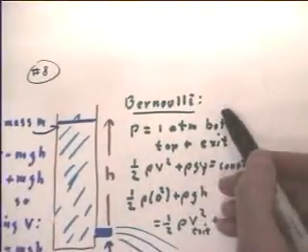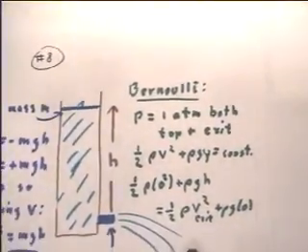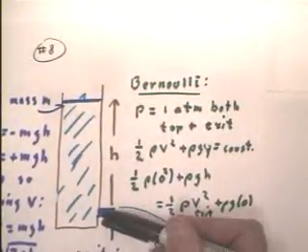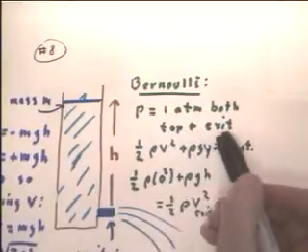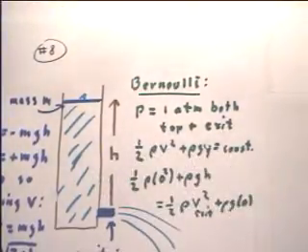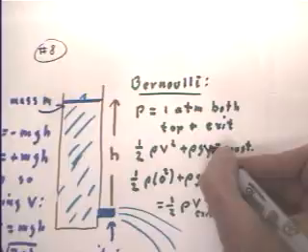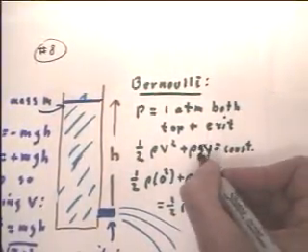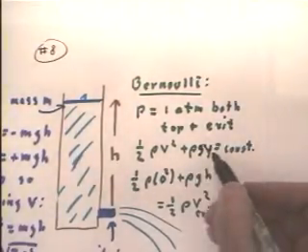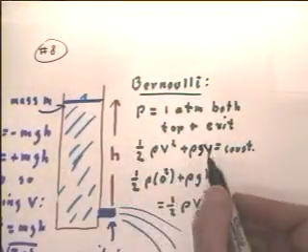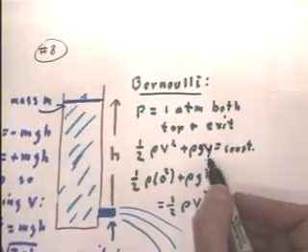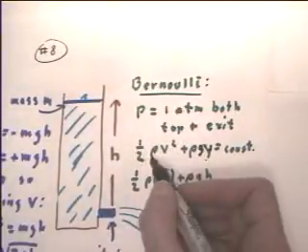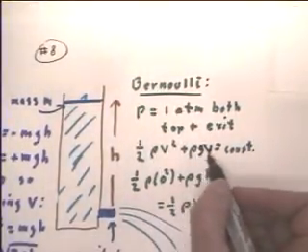What does Bernoulli tell us? Well, if we look at it from Bernoulli's point of view, we have atmospheric pressure here, and atmospheric pressure down here. So the pressure is 1 atmosphere both at the top and at the exit, so the pressure is constant. Since the pressure is constant, we conclude that 1/2 rho v squared plus rho g y is constant. Now I'm going to use y instead of h for the altitude. We can really use any symbol we want here, but h is going to stand for this specific altitude.